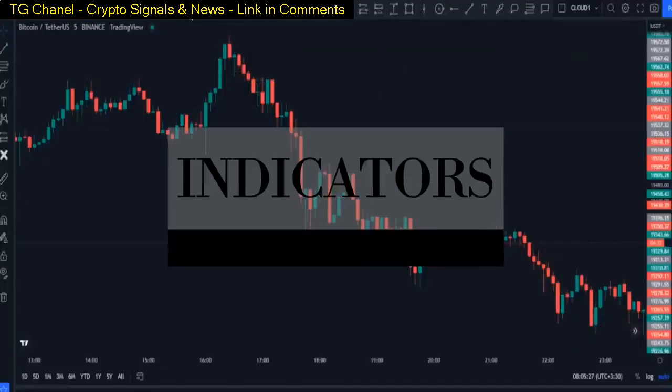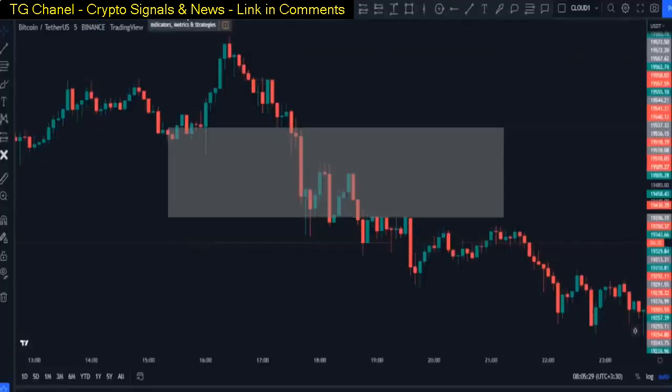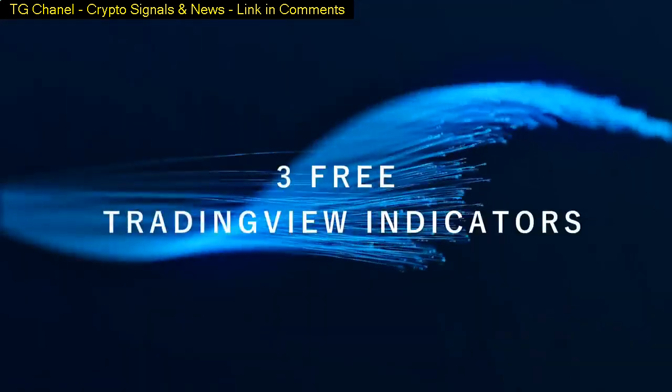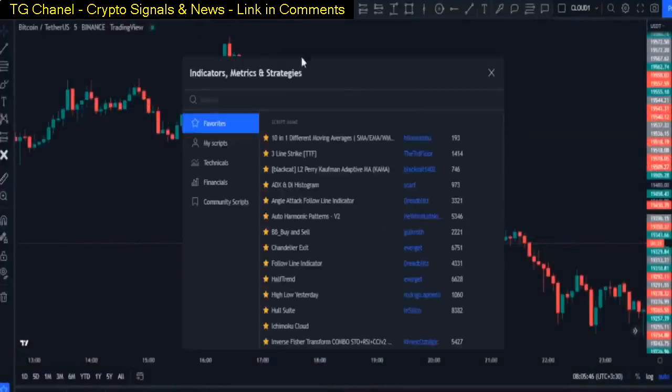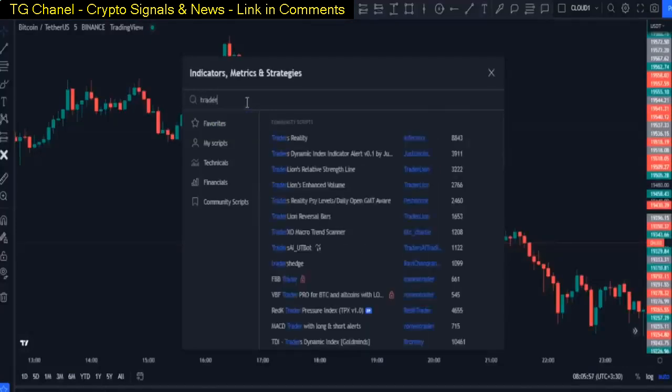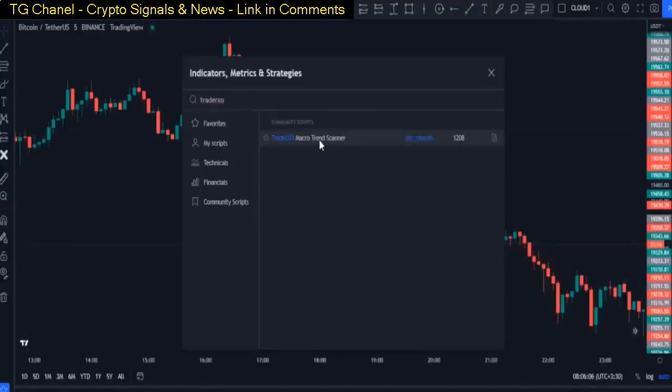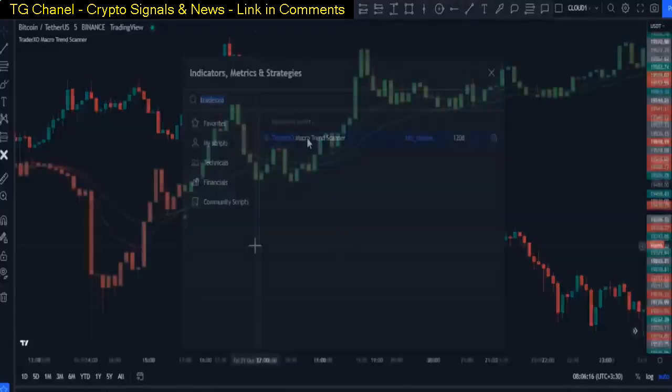Now it's time to add the indicators to our chart. In total, 3 free indicators are going to be used in this strategy. Let's get to applying the first one. Open the Indicators tab from the top of the page in Tradingview. Then on the top of the tab in the search bar, we type our first indicator's name, which is TraderXO. We add this TraderXO micro trend scanner made by BTC Charlie indicator to our charts.